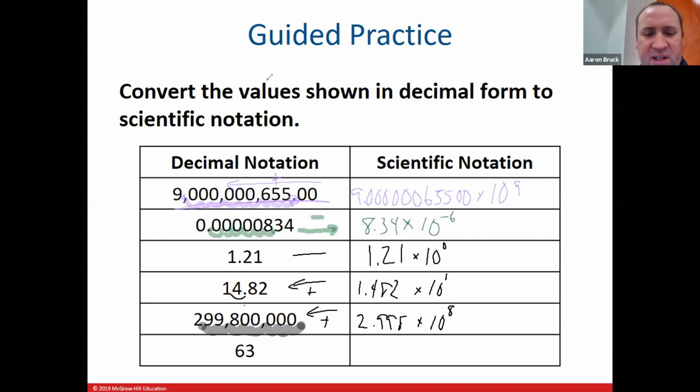Last one here, 63. My coefficient is going to be 6.3. I'm moving the decimal place from here to here. So I went to the left, that's a positive number. I went one place, so it's 10 to the first.